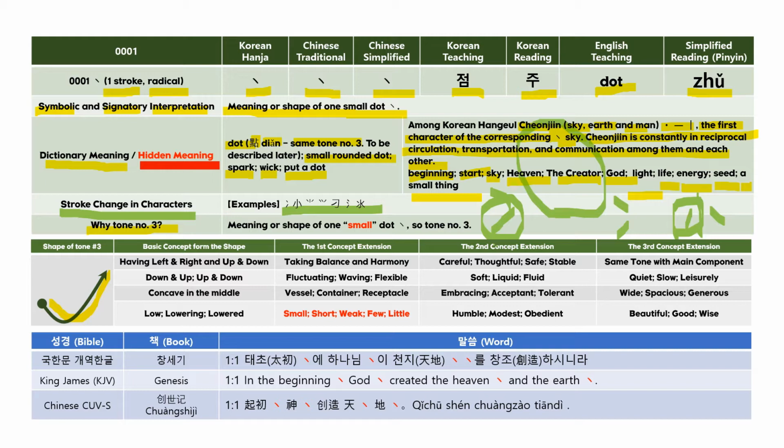Okay, and the next issue we are going to look at is why this dot has the tone number 3 value. Why?